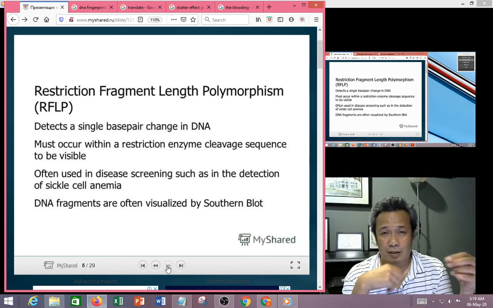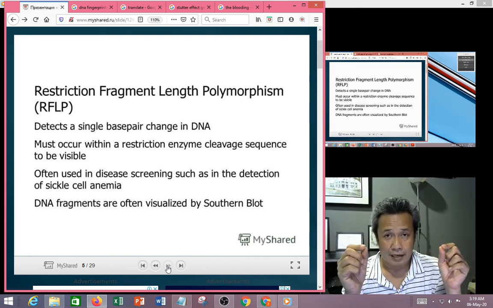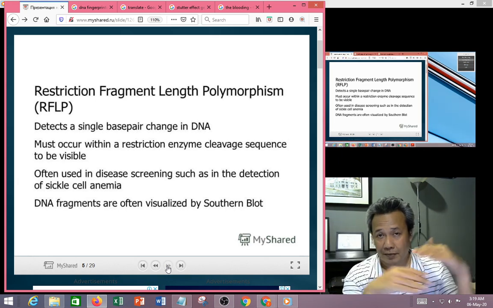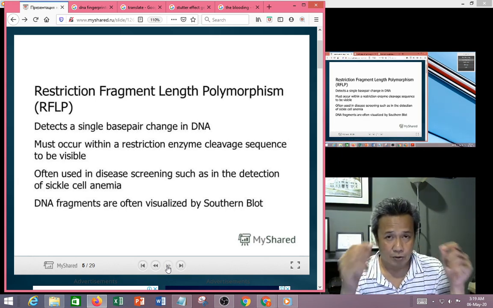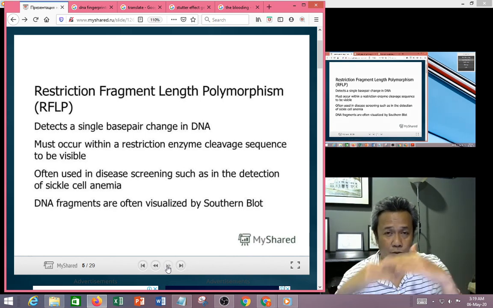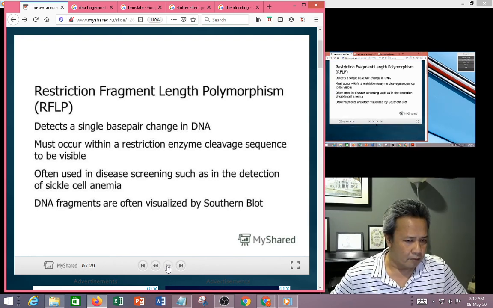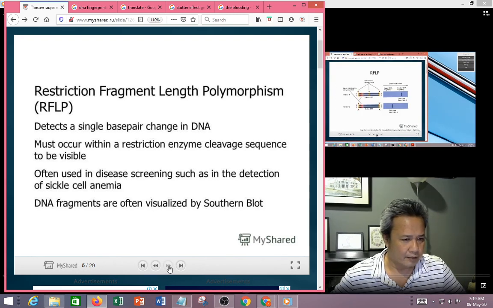So between me and one of you, for example, I have the site and you may not. If we cut that particular fragment, then when we run a gel, I will have different bands than you do. The ones that don't cut will have a longer band. The ones that have that cut have two shorter bands. So you can view that. So it works like this.